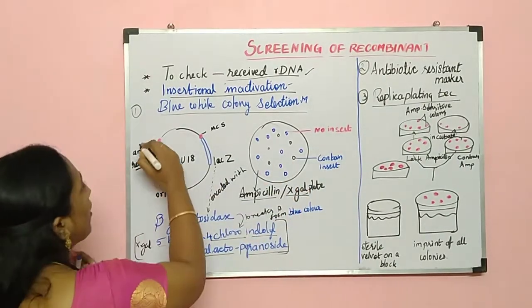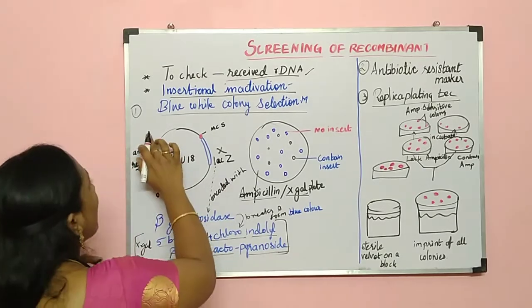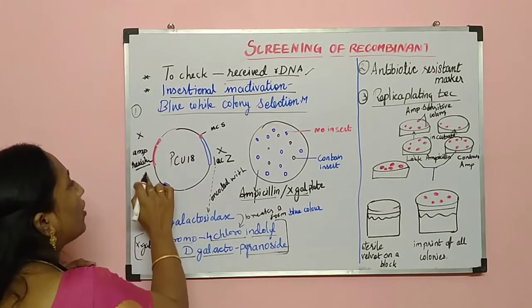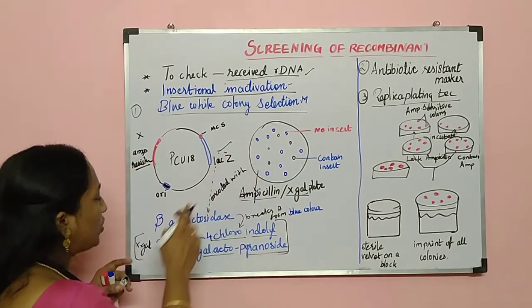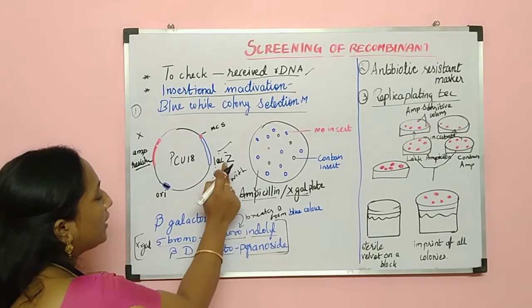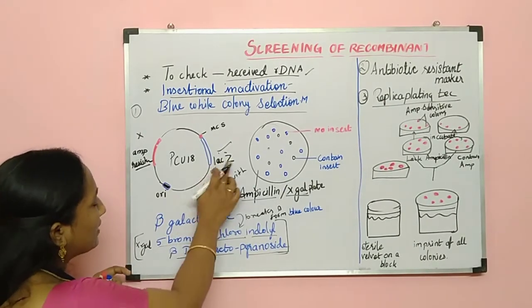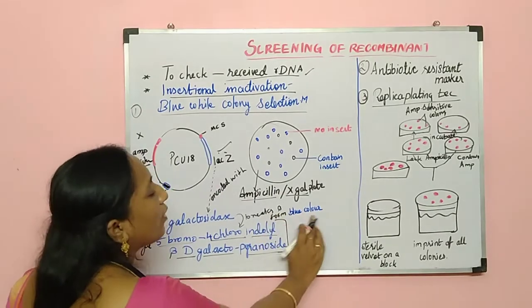in case of foreign DNA, this will be inactive. If the foreign DNA is absent, this will be active. If this is active, the beta-galactosidase of the lac operon, LacZ, converts the X-gal, breaks it and forms the blue color.